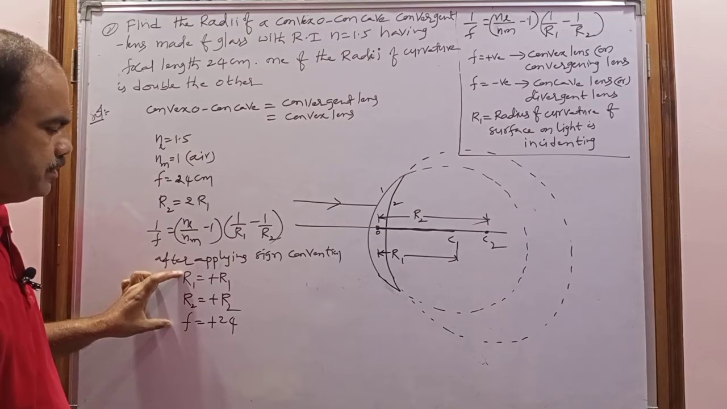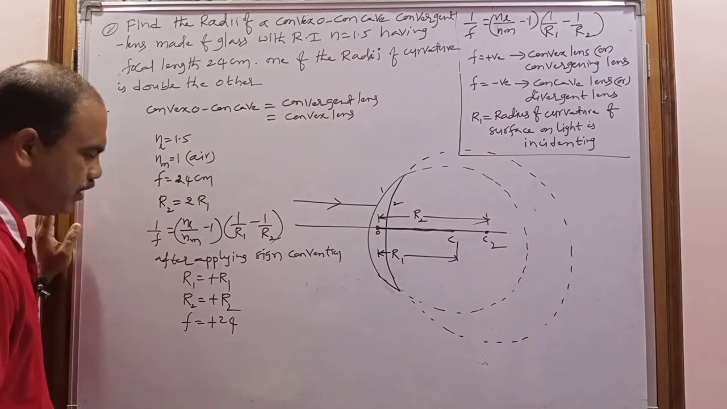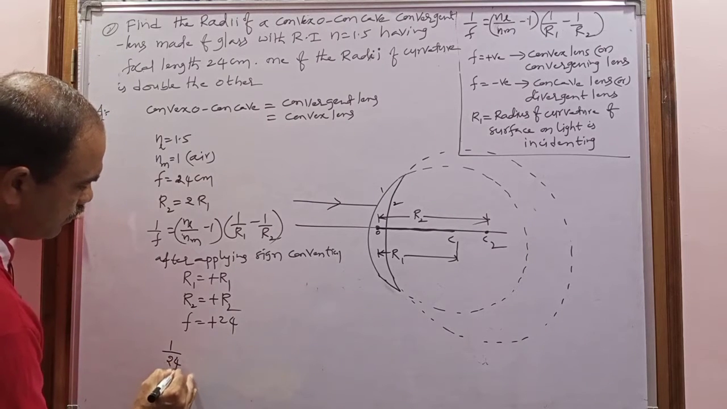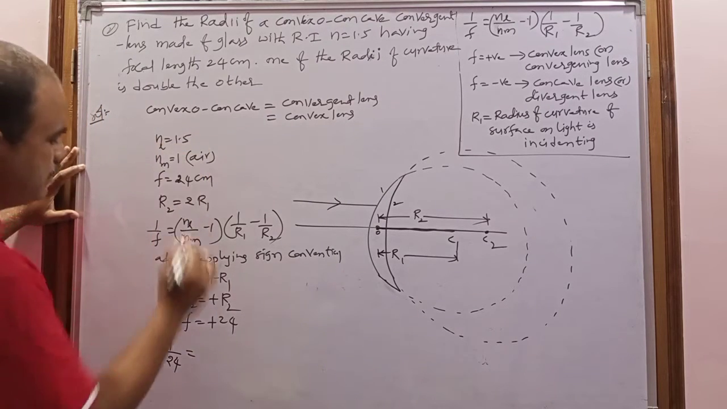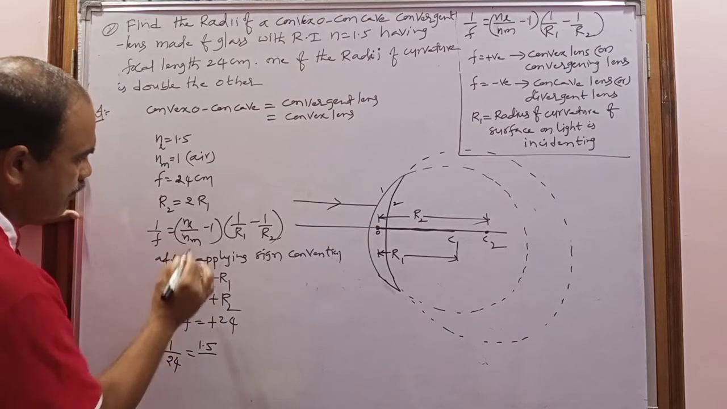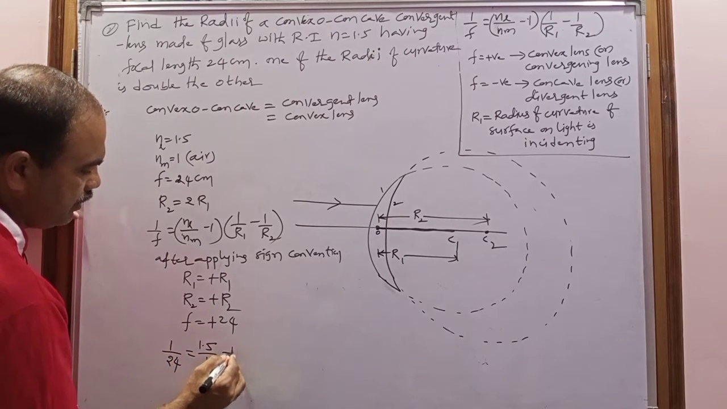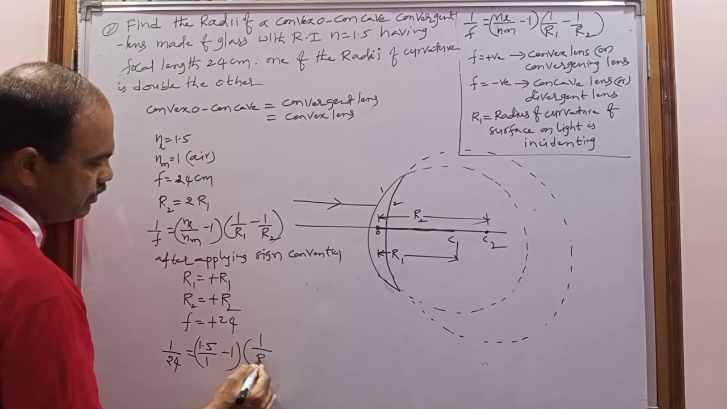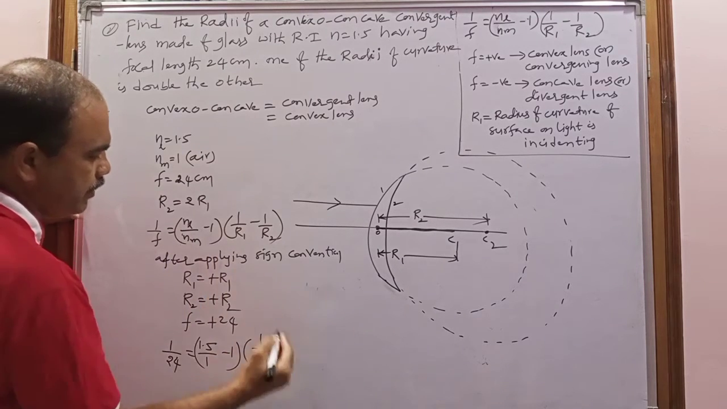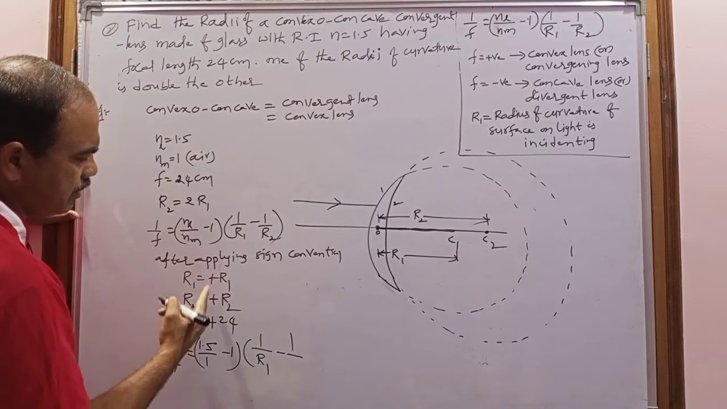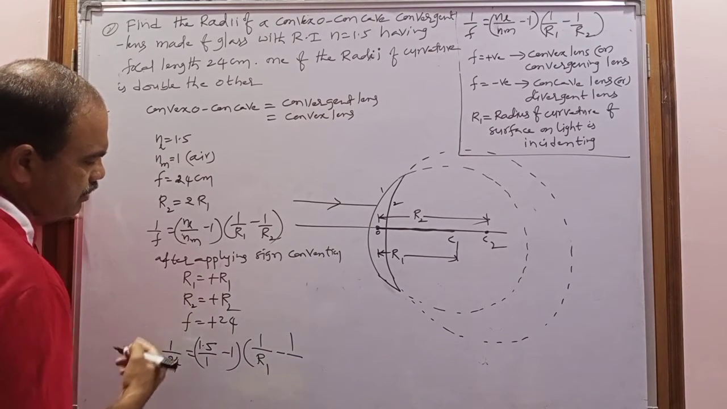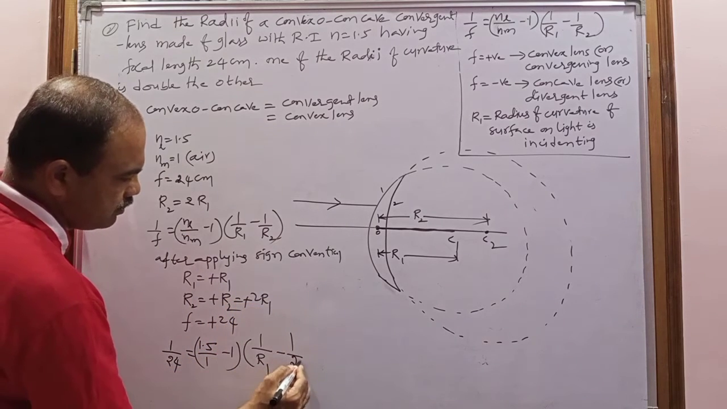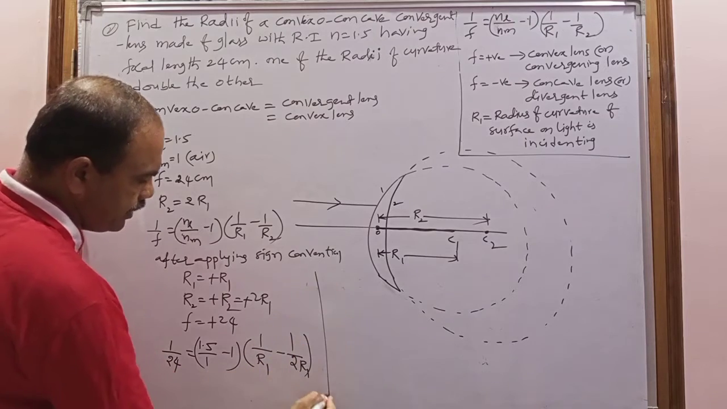Then you have to substitute these values in the lens maker formula. So 1 by f, which is plus 24, equal to refractive index of lens, 1.5, by refractive index of medium, 1, minus 1, into 1 by R1 minus 1 by R2. R1 is plus R1 and R2 is plus 2R1. So 1 by R1 minus 1 by 2R1. And next do the LCM.